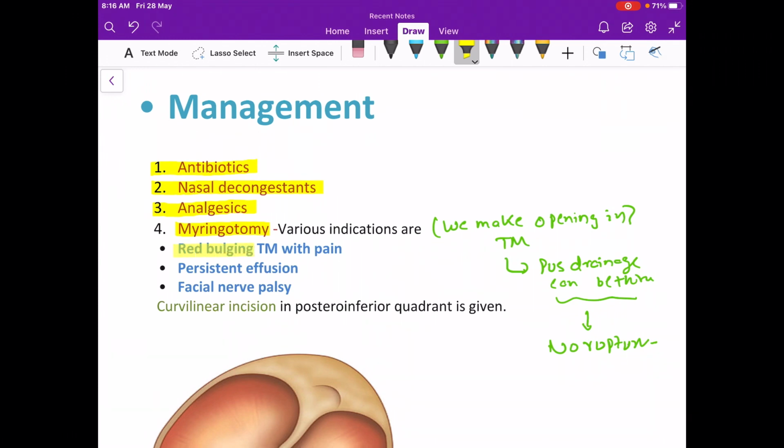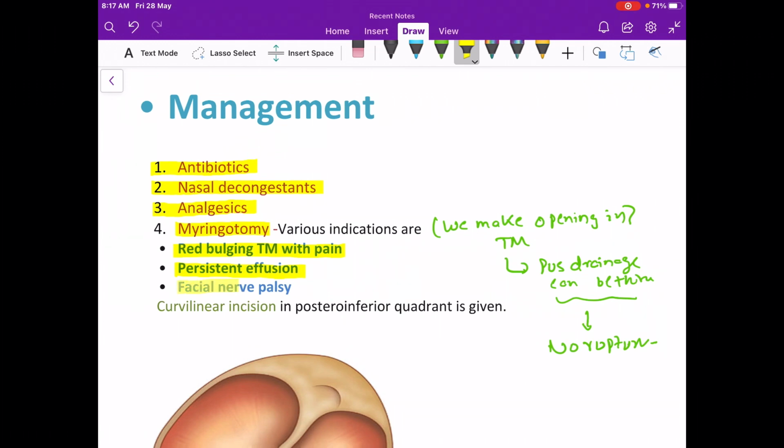the red bulging tympanic membrane. It indicates that it is near to perforation. As it is bulging, it is near to perforation, so we should make a small incision which causes the drainage of the pus. Another thing is persistent effusion. If after the antibiotics the effusion does not stop, that is the pus coming out from the ear does not stop, it is a persistent effusion, and we have to do the myringotomy.